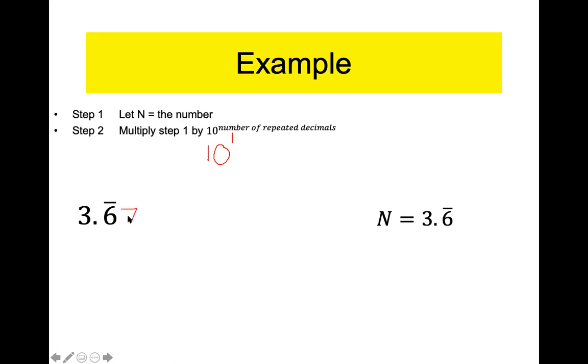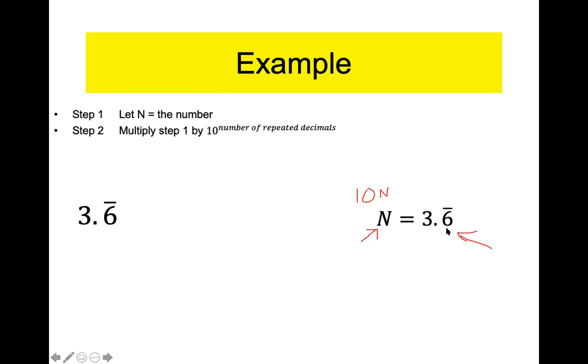If it was 0.67 repeating, then this would be a 2. If it was 0.674 repeating, then it would be a 3. In our case, there's one number, so it is just 10 to the first power. What is 10 to the first power? That's 10. So what I'm really doing is multiplying this first equation, n equals 3.6 repeating, times 10, and I mean both sides by 10. If I multiply n times 10, I get 10n, and I want you to write the answer above. Whatever you do to one side, you've got to do the other side, so I need to multiply this times 10.